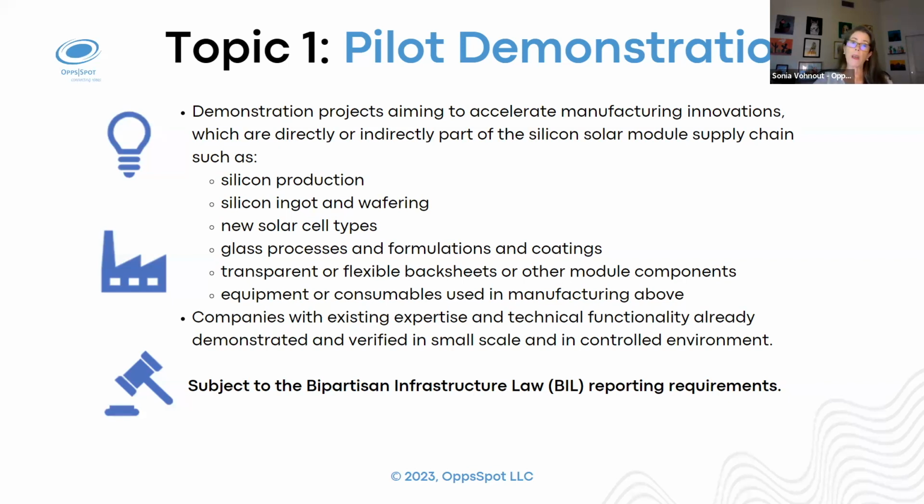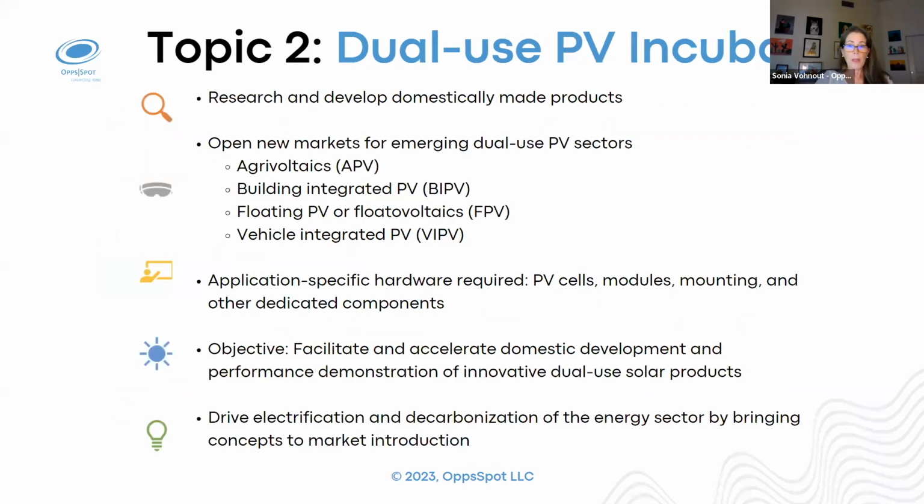So this goes back to that initiative that started as a result of the collapse of the supply chain during the COVID and after the pandemic. The second topic is doing research and development for domestically made products. And the markets that they're interested in for dual use are the agrivoltaics, the building integrated PVs, floating photovoltaics, and the vehicle integrated PVs.